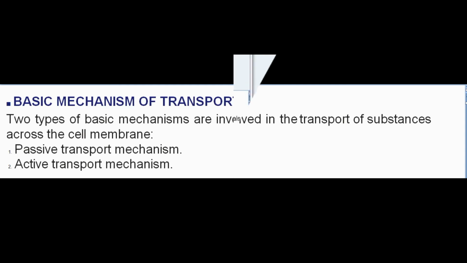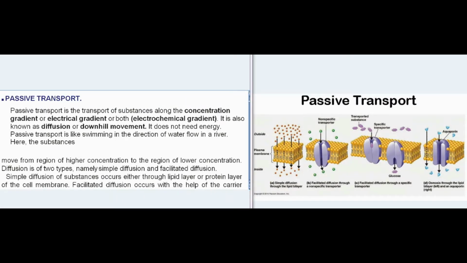Passive transport. Passive transport is the transport of substances along the concentration gradient or electrical gradient or both, electrochemical gradient. It is also known as diffusion or downhill movement. It does not need energy. Passive transport is like swimming in the direction of water flow in a river. Here, the substances move from region of higher concentration to the region of lower concentration.